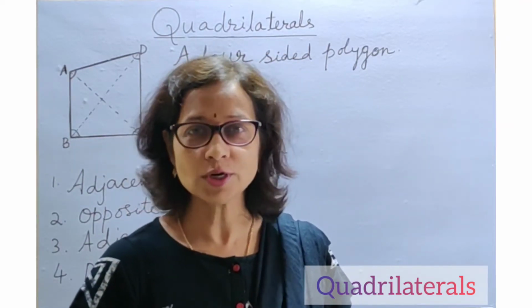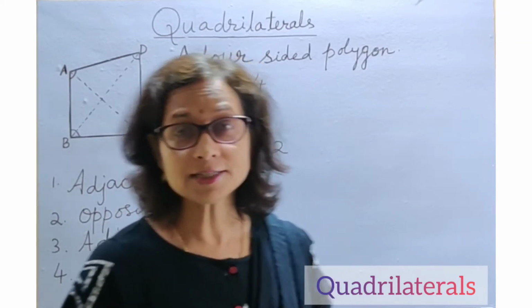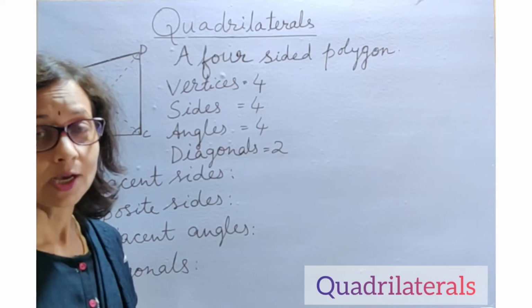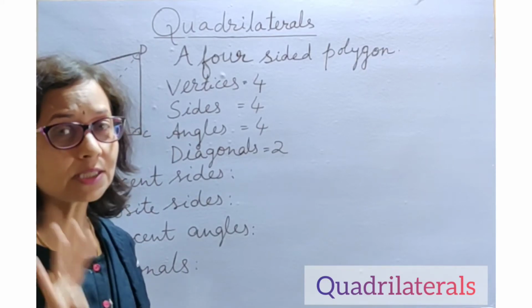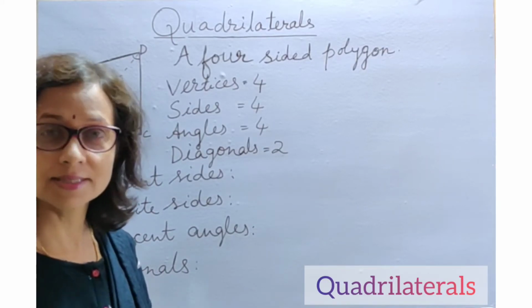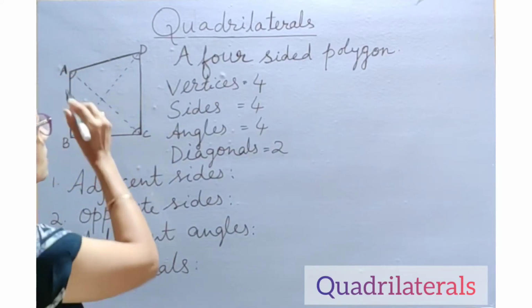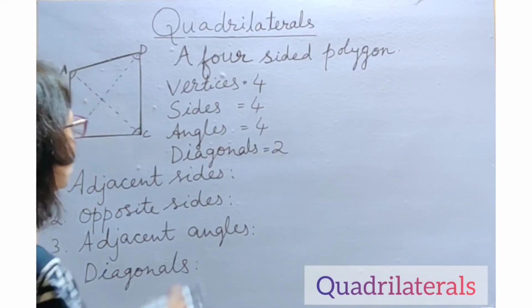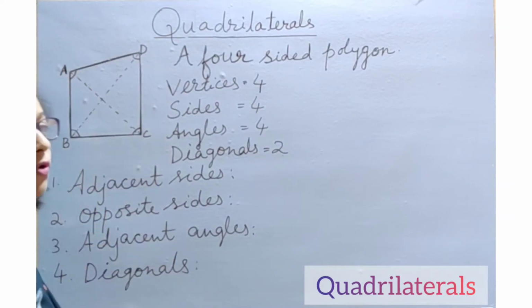Today we are going to learn quadrilaterals. Let us know what is a quadrilateral. Quadri means 4. Lateral means side. So a four-sided closed figure is called a quadrilateral. So this figure has 4 sides.